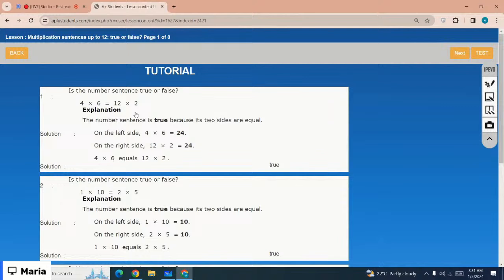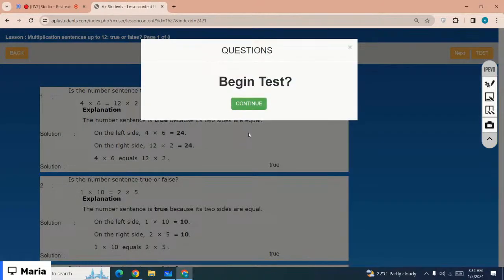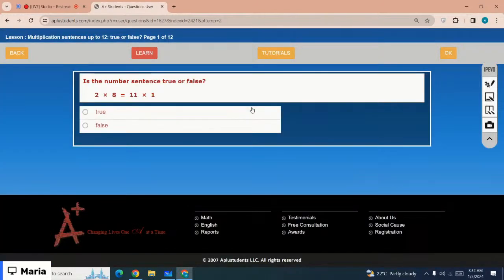You have to multiply both sides. Like you have to do 4 times 6. 4 times 6 equals 24, right? Then you have to solve the other side, that is 12 times 2. That is also 24. So both sides have exactly the same answer. That means that is true. Got it? Both sides must have the same answer. If both sides have the same answer, the statement is true.